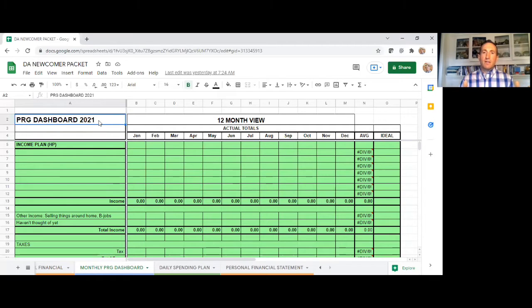Create 12 columns, the first 12 being the 12 months of the year. That's what we did here, January through December. Then the 13th column is the average. The 14th column is the ideal. So we'll get into that a little bit later on, but basically, what is the average of these 3 months or 6 months or 12 months? And then what is the ideal number?